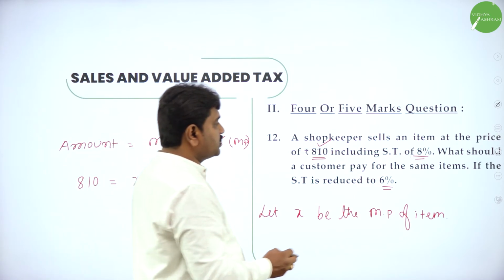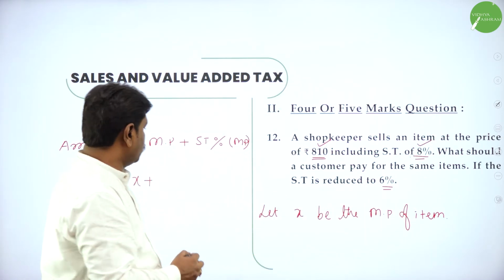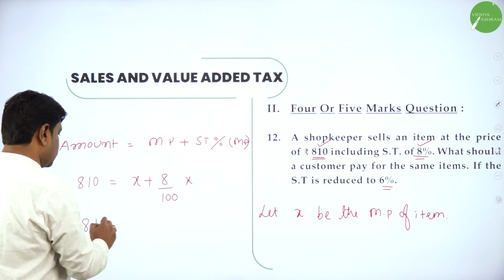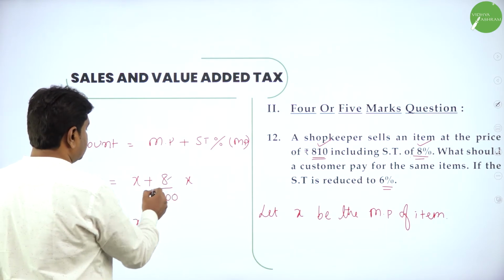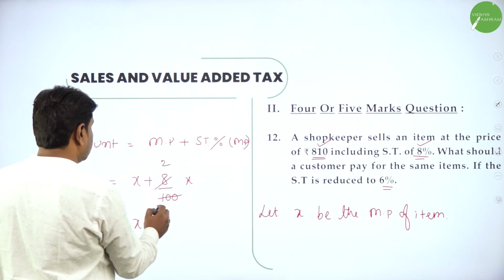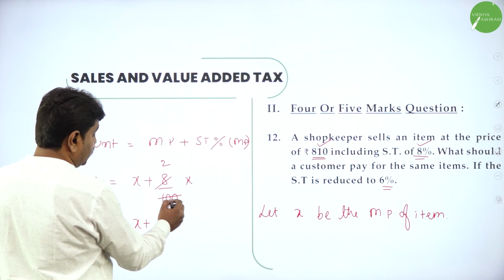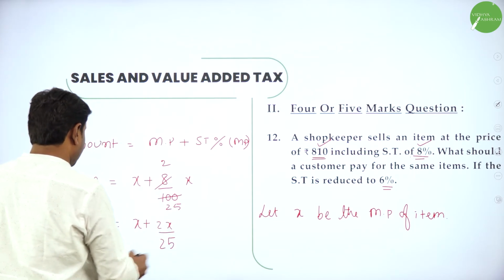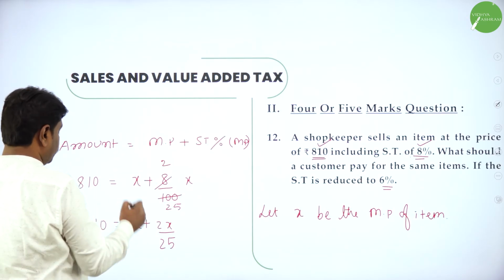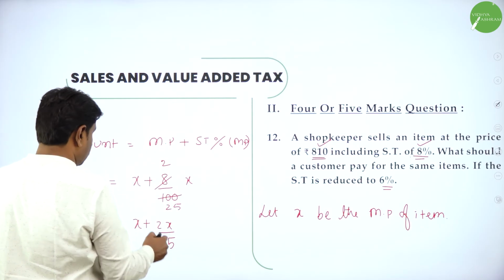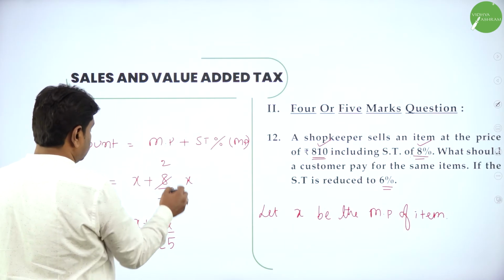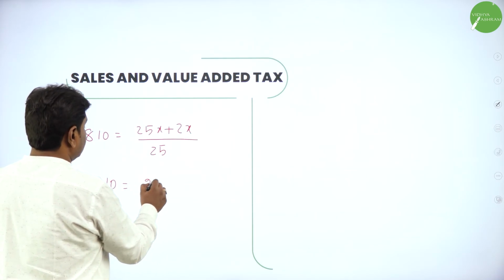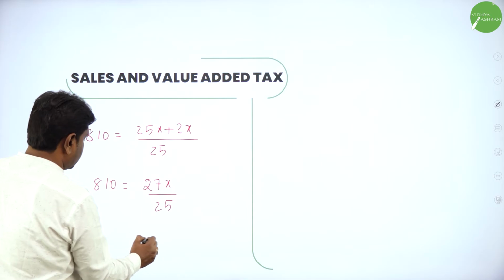Sale tax percent they told is 8%. So 8% means 8 by 100 of x. Now simplify this. So 810 is equal to x plus 8 by 100 of x, and you can divide this: 4 twos are 8 and 4 twenty-fives are 100. It will be 2x by 25. Now rearrange. So 810 rupees is equal to, if you take LCM, 25x plus 2x by 25. Now 810 is equal to 27x by 25.